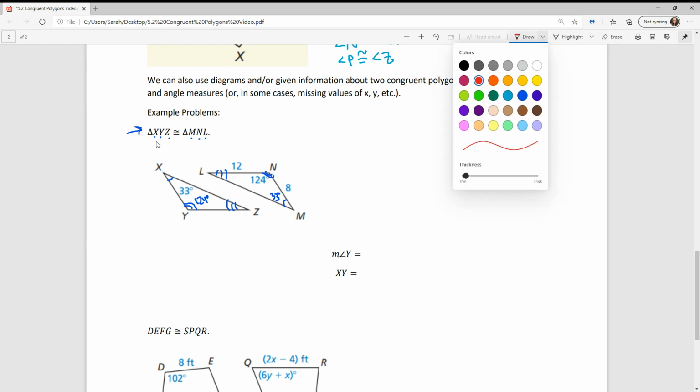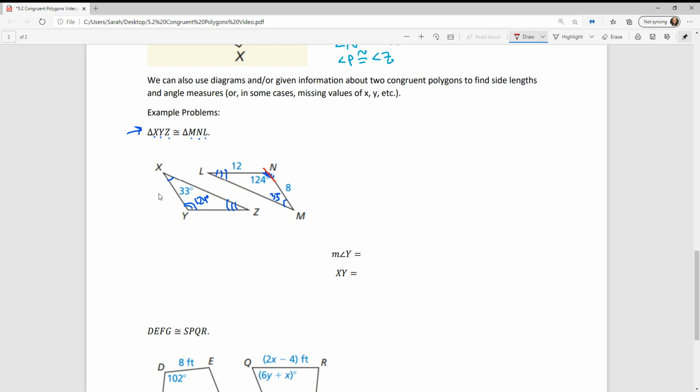Side lengths going in the same order. XY, which is this side length right here, is the same as MN, which is this side length right here. Since MN is 8, that means XY is also 8. NL, which is this side right here, is congruent to YZ, which is this side right here. Since LN is 12, YZ is 12. So I'd actually answered more than our questions are asking for. Let's see what the questions are asking for.